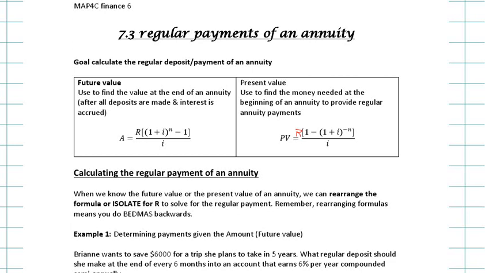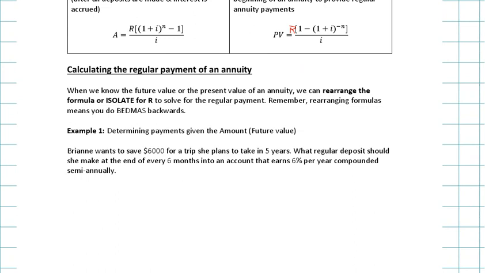So in this lesson, we know A and we have to solve for R, or we know PV and we have to solve for R. Okay? So we have to rearrange the formula to solve for the regular deposit. Now the question is which formula to use. So we have to look for keywords that tell us that we're looking for R and which formula we have. Okay? So let's look at an example.